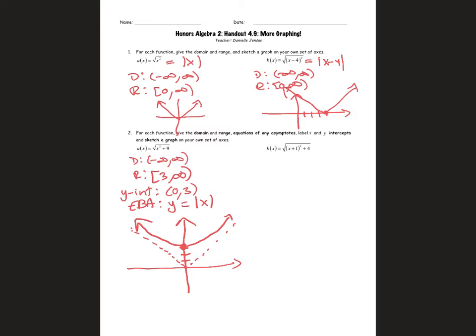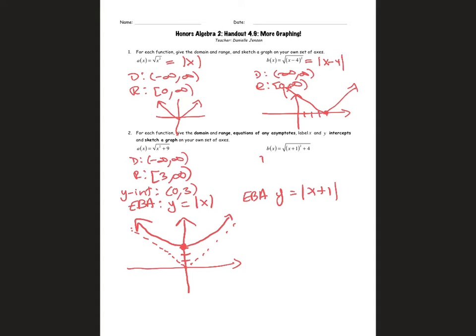All right, let's do the same for b of x. Instead of our EBA here being absolute value of x, as x gets huge, it's really that x plus 1 squared that is going to be dominant. So my EBA is going to be the square root of x plus 1 squared, which, like we saw in 1b, in this case will be y equals absolute value of x plus 1. That's my EBA.